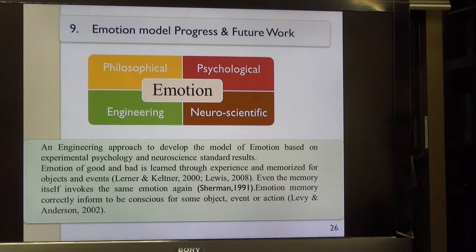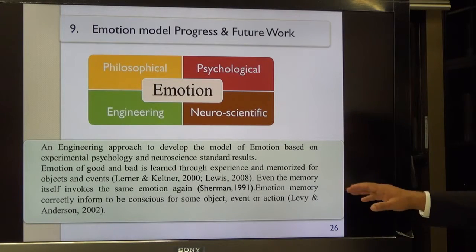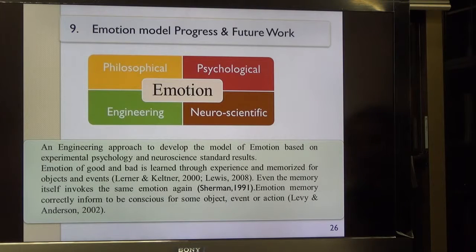The last, I think more interesting for you, is looking for the emotional perspective. Emotion is considered a philosophical concept, also a psychological concept, and a neuroscientific one. But we are looking more at the engineering aspect, how we can implement it in a robot. My perspective was coming from a clinical neuropsychology aspect. These are the papers that say that in clinical psychology, the emotion of good and bad is learned through experience and memorized for objects and events.